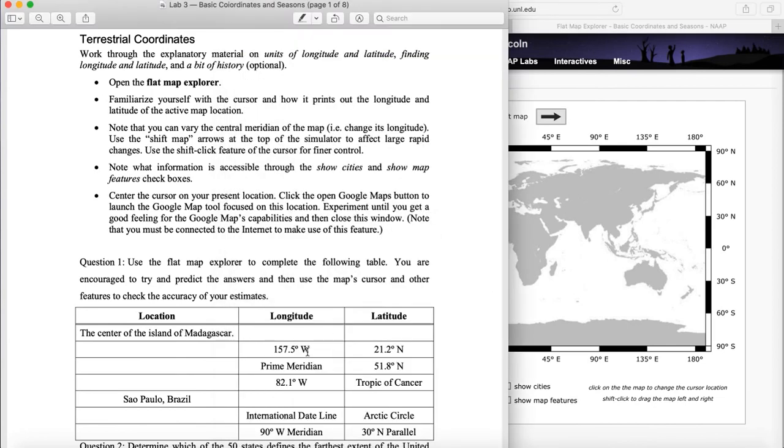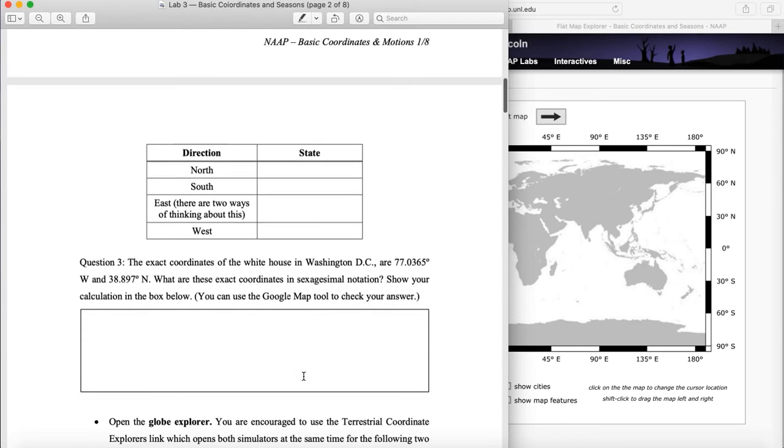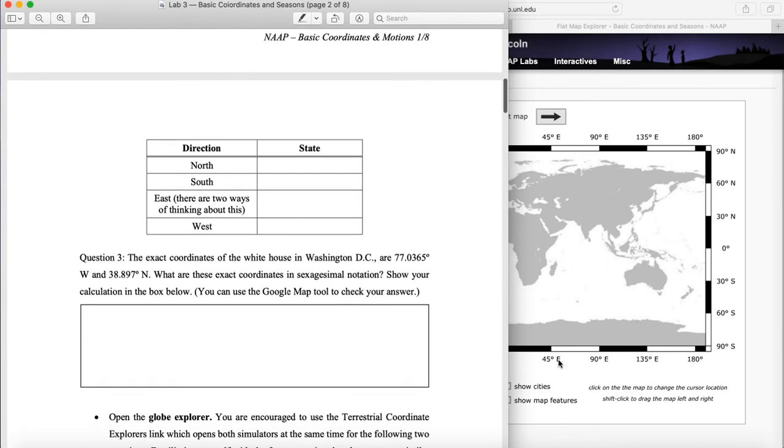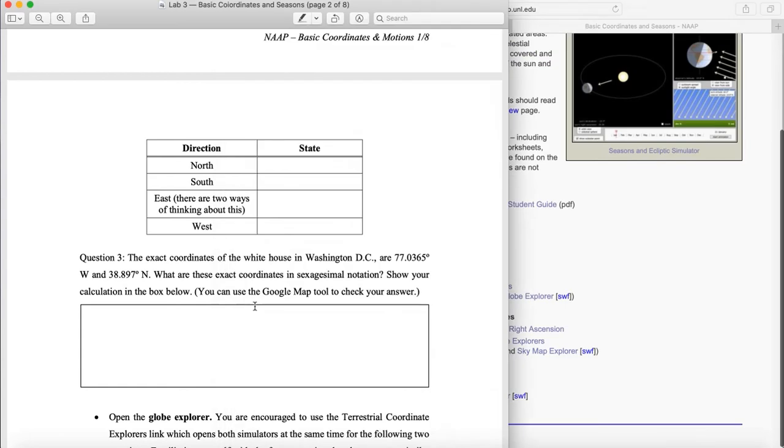Then here you're going to look at a particular latitude and longitude, and say where that is. What country is that? What ocean is that? So it's kind of fun. You get to look on something like Google Maps and find out what that particular longitude and latitude apply to. And you're going to keep going. You've got a famous city here, São Paulo, Brazil. That's pretty straightforward. Then you continue to do similar things, and this is all based in this same simulator. But then we get down to the globe simulator.